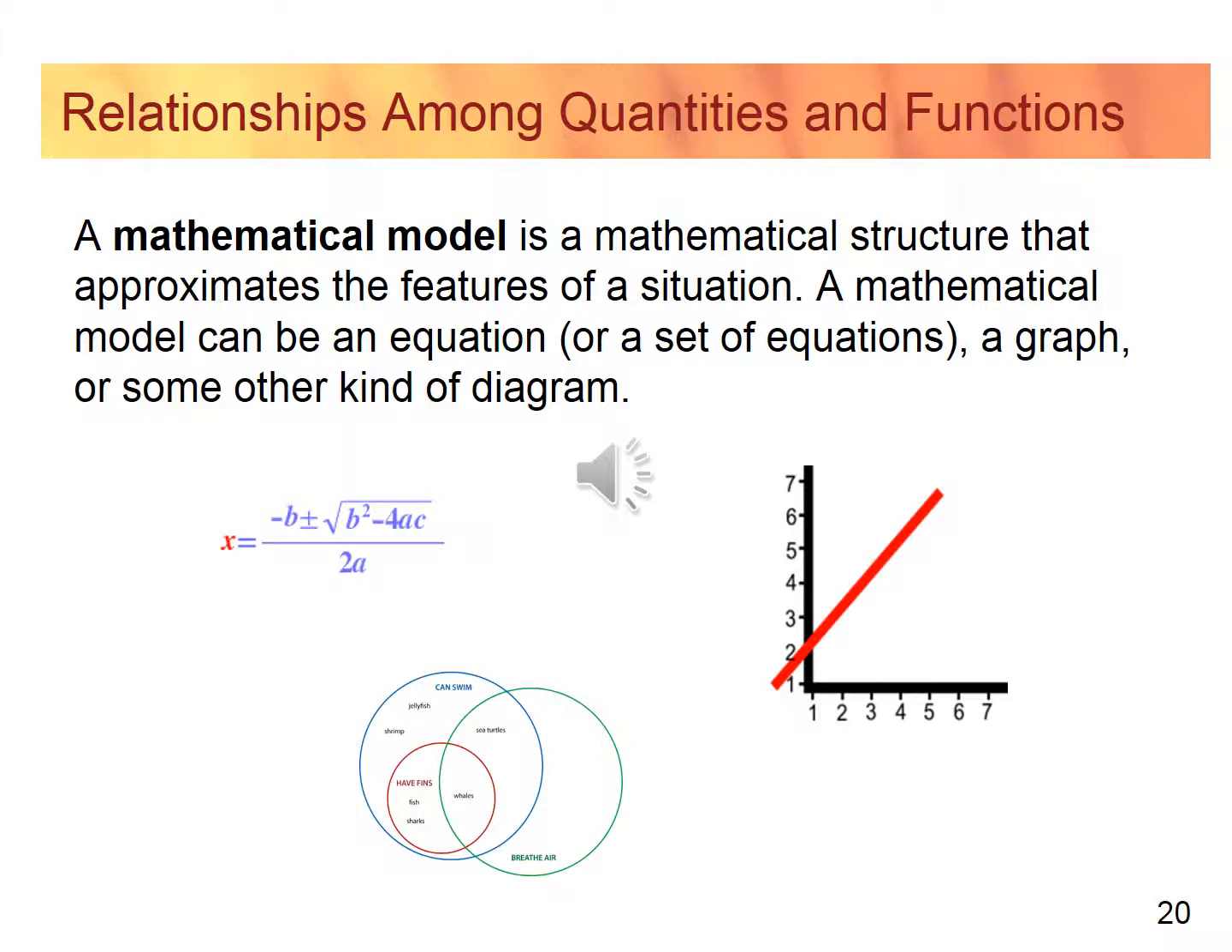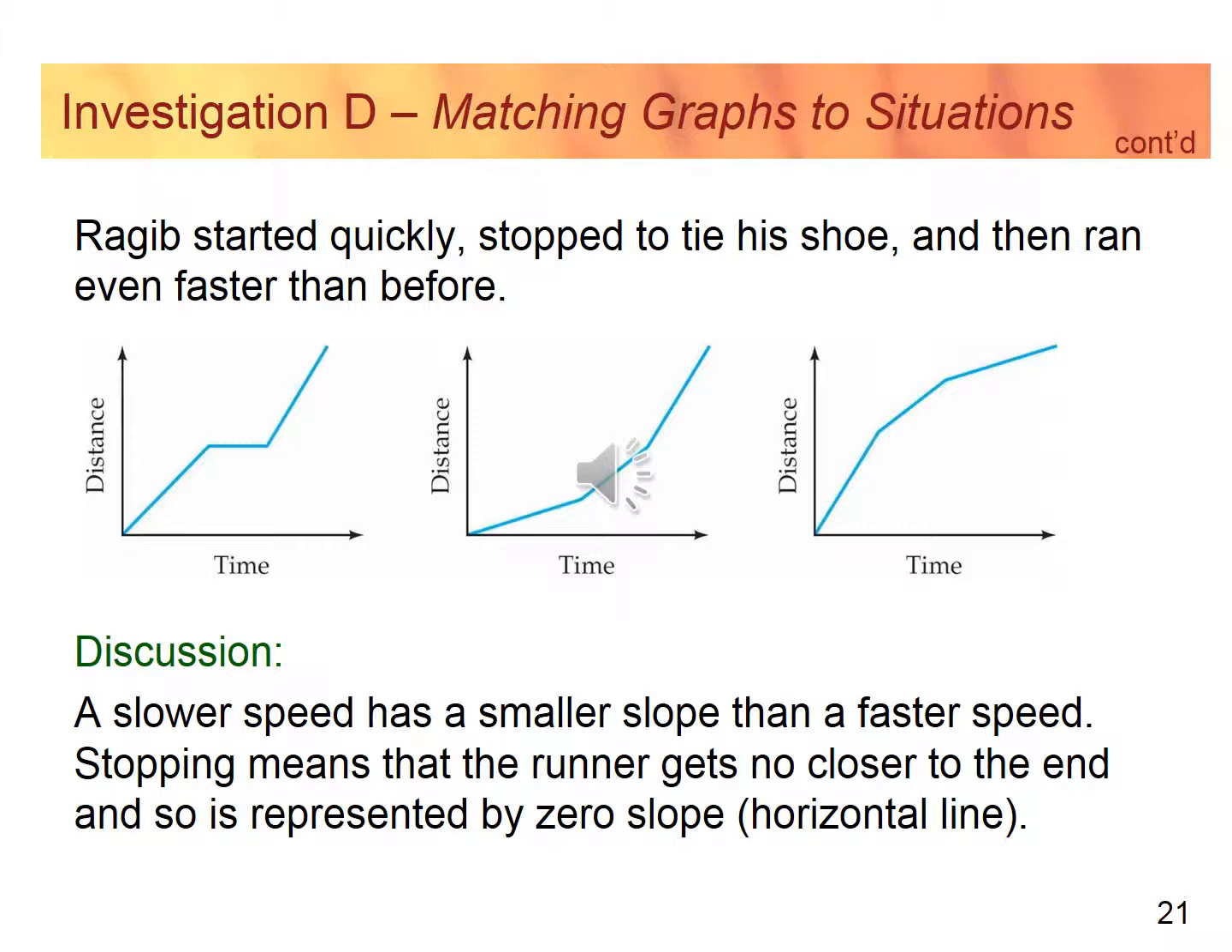Mathematical models are very much like that, in that they are an approximation of the situation. So that could be an equation or a set of equations. It could be a graph that models whatever the behavior is of the different topics within a problem. Or it could be a Venn diagram, or any kind of a graph that shows or illustrates what's happening within the context of this problem that you're looking at. Let's take a look at some examples of mathematical models here.